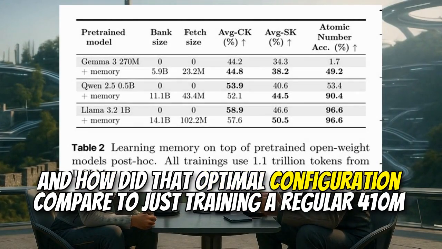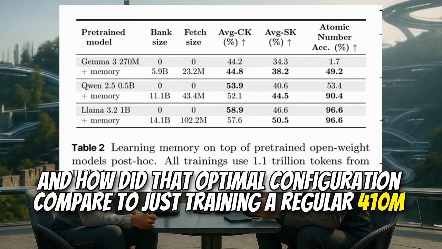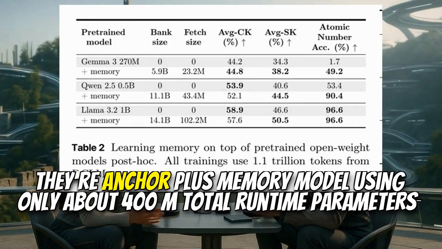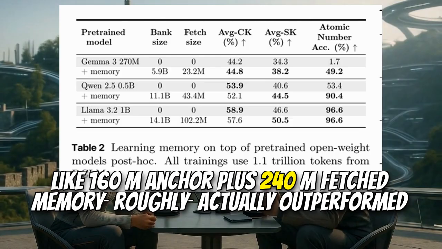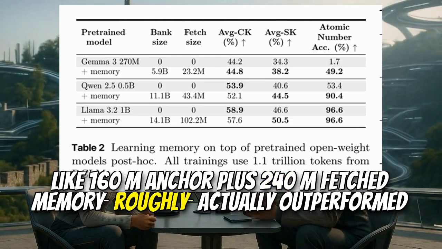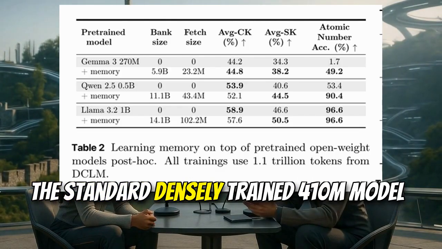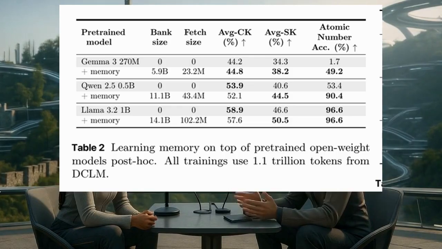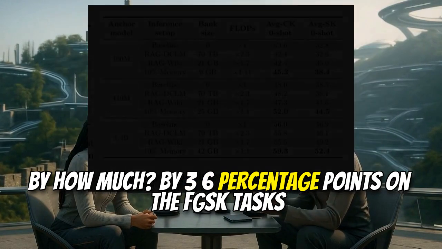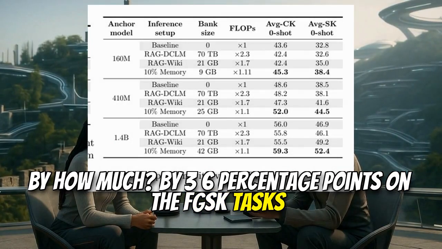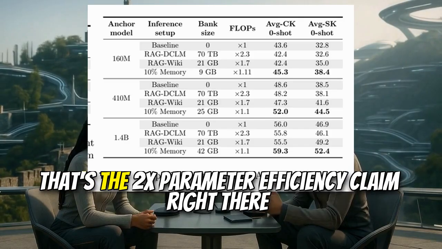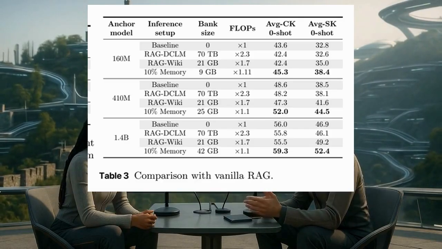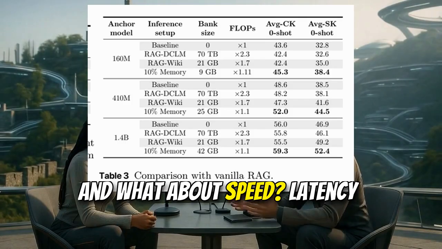And how did that optimal configuration compare to just training a regular 410M model? This is the kicker. Their anchor plus memory model, using only about 400M total runtime parameters, like 160M anchor plus 240M fetched memory, roughly, actually outperformed the standard densely trained 410M model. By how much? By 3.6 percentage points on the AbG-SK tasks. Better knowledge recall with slightly fewer parameters active at runtime. That's the 2x parameter efficiency claim right there. That's really compelling. And what about speed? Latency?